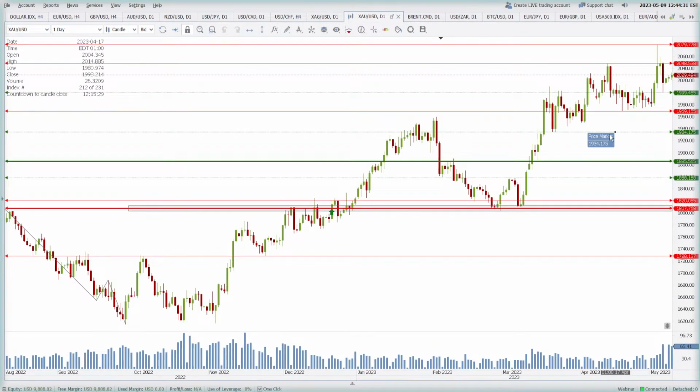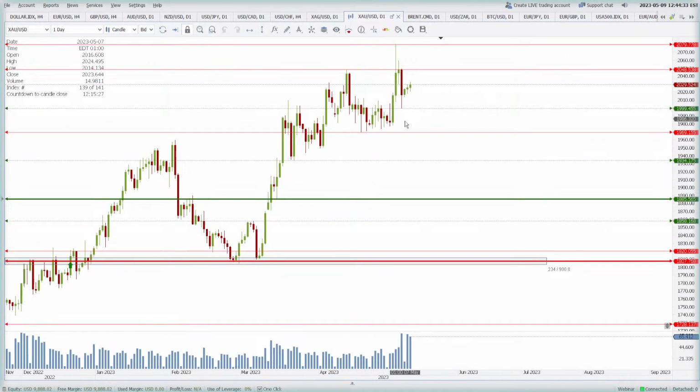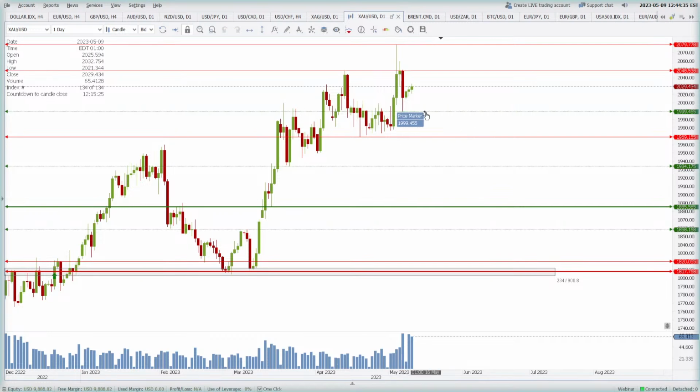Gold is also consolidating like the silver. It is not breaking any higher high or any lower low. If the price doesn't break any lower low or higher high, that means it is consolidating, and yes, it is. On the upside 2048 is the resistance, 2079 is the resistance. On the lower side support can be found at 1999 and 1969 area.